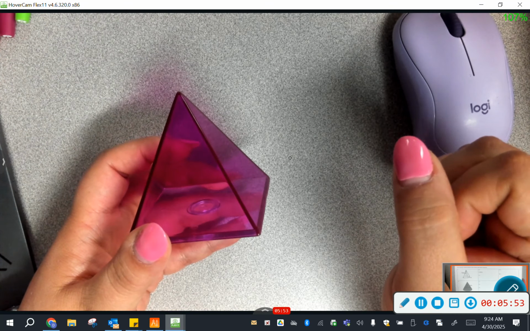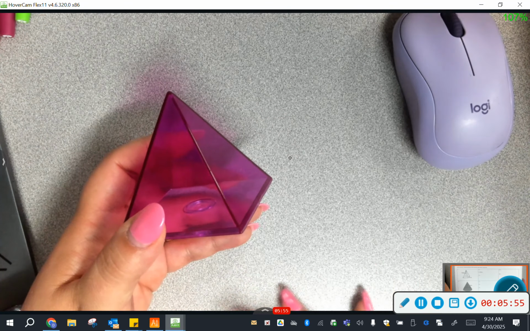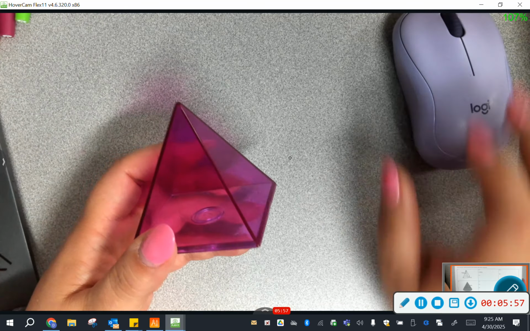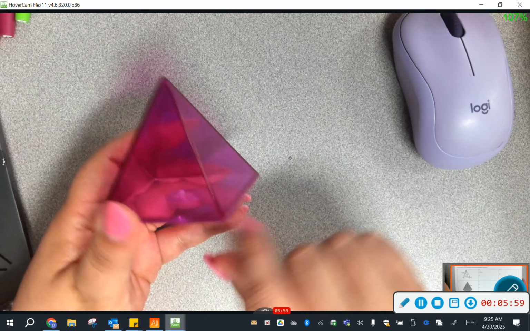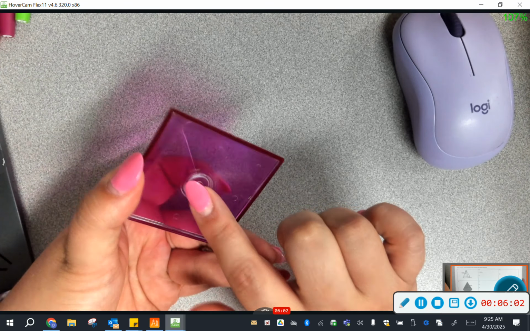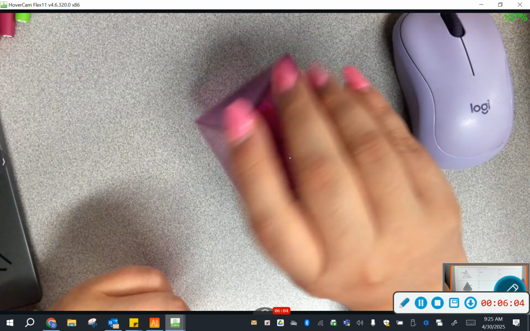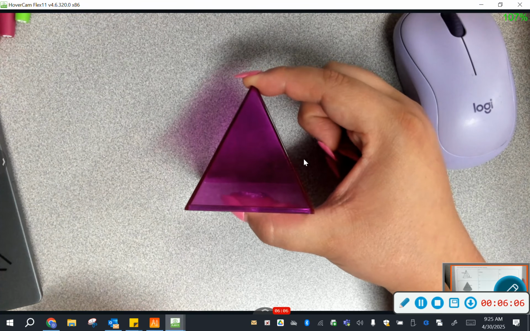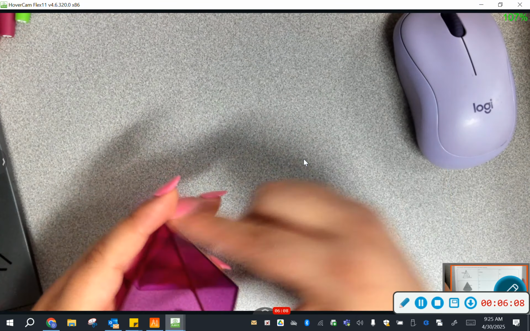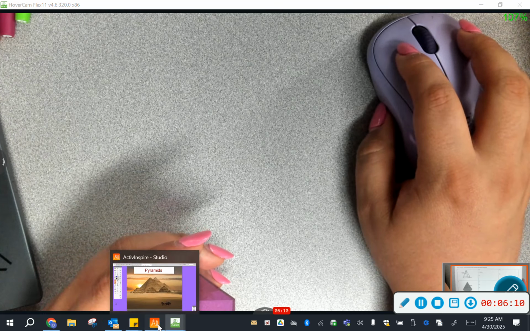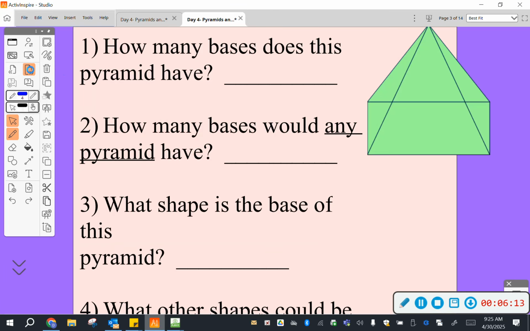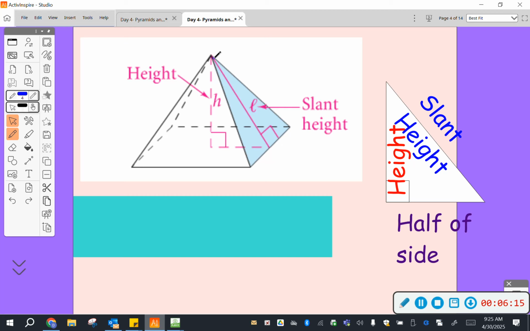And pyramids are special because they have two heights. One of the heights is from the very middle of the bottom, this point right here, to the apex. How tall is this pyramid? That's one of the heights. But it also has something called a slant height. So can y'all please look up? A slant height is how tall the lateral face is. Okay? I like to think of it as if you were to slide down.